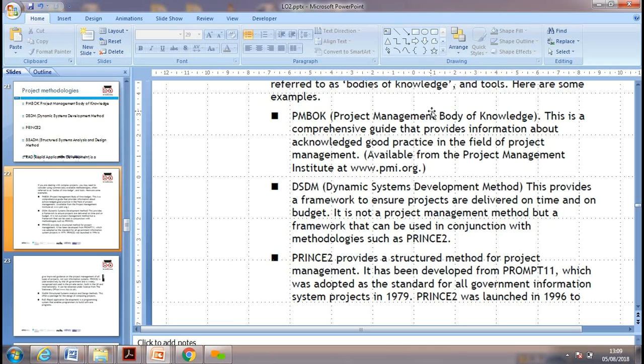This provides a framework to ensure the projects are delivered on time, on budget. It's not a project management method, but a framework used in conjunction with methodologies such as Prince2, which is software that is normally used in various organizations, which we're not really going to learn, but we are learning the generic idea of what project management is and what sort of techniques are available.